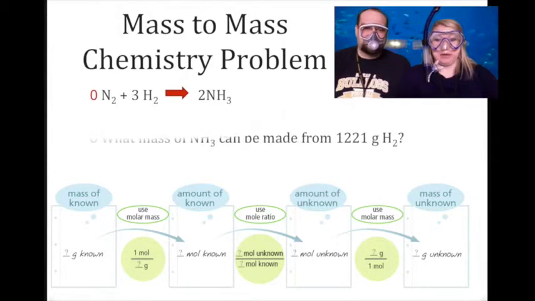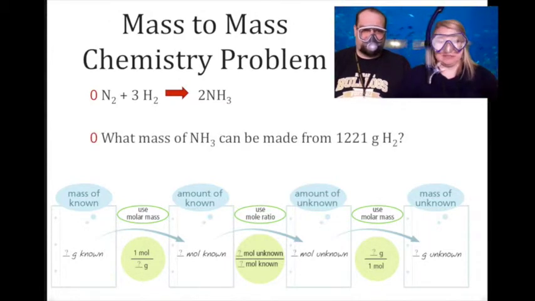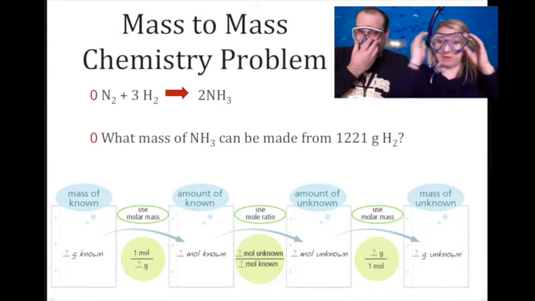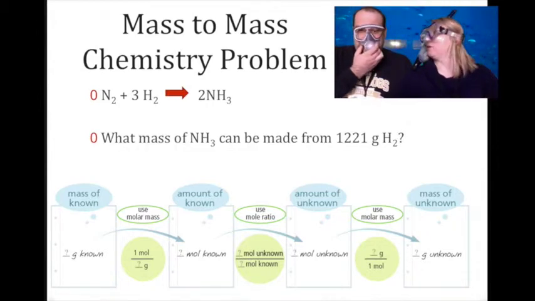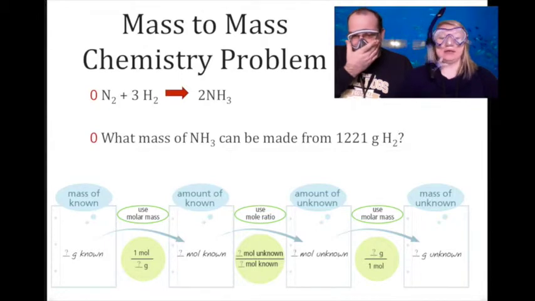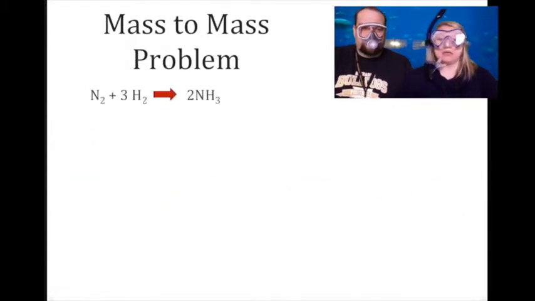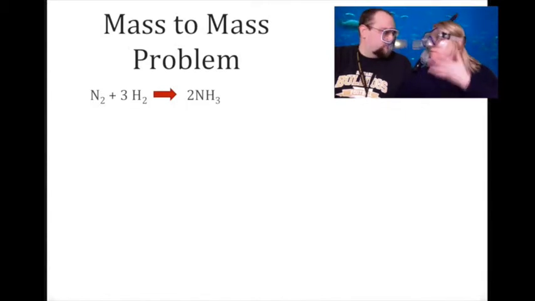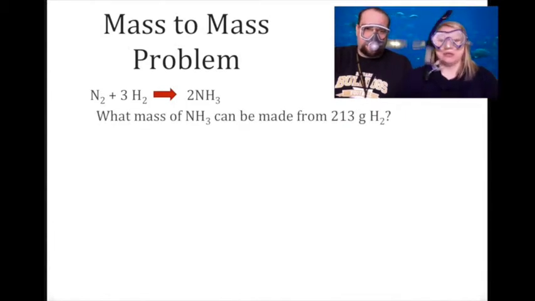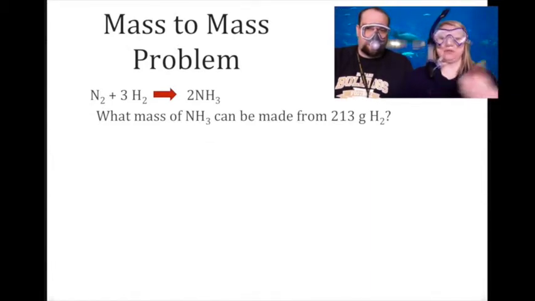So, okay, we're going to start with: what is the mass of NH3 that can be made from 1,200 grams of hydrogen? That's a huge number, a lot of hydrogen. So we're going to switch that up a little bit. We're going to look at our balanced equation, because our first step is to make sure we have a balanced equation. I made it a little bit smaller. What's the mass of NH3 that can be made from 213 grams of hydrogen?